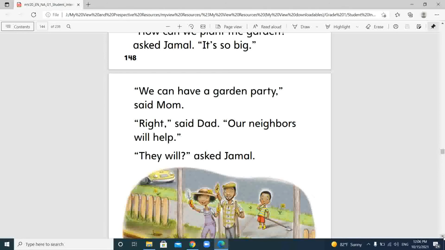Okay, neighbors are the people that live near you. In class, some of you were confused. Neighborhood is the place where many people live. Okay, so neighborhood is the place where there are many trees.